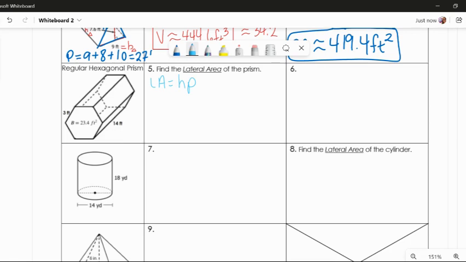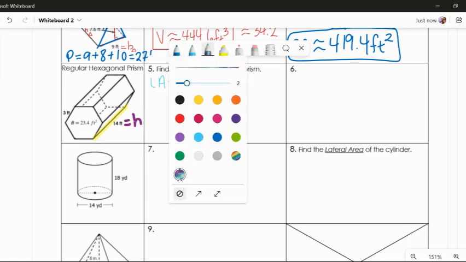We do know the height of the prism. I can see it right there. It's the distance between the two bases, between the two hexagons, so that's the height of the prism. I'll label that H. I need to make that pen skinnier. All these pens are so fat.